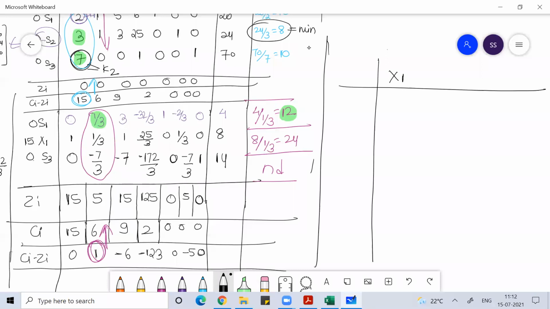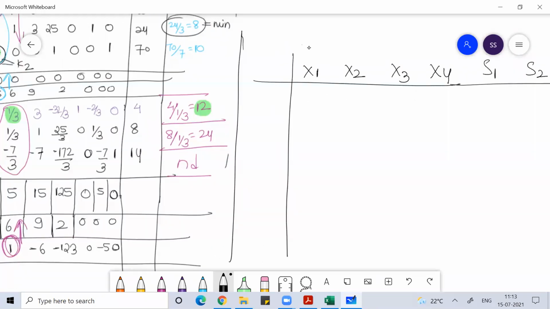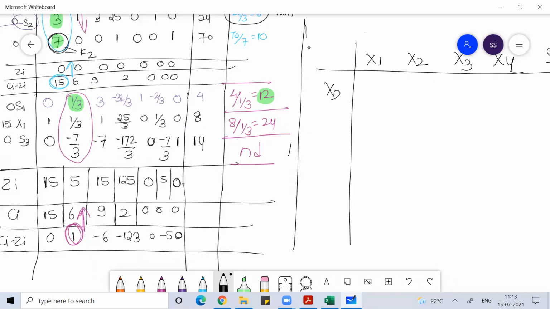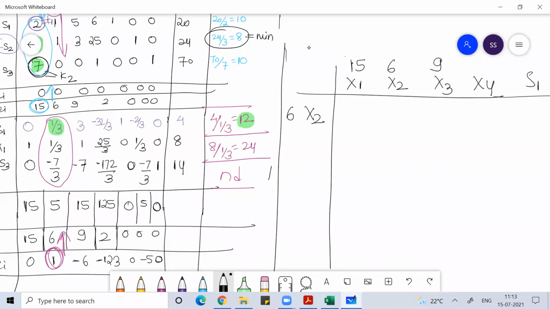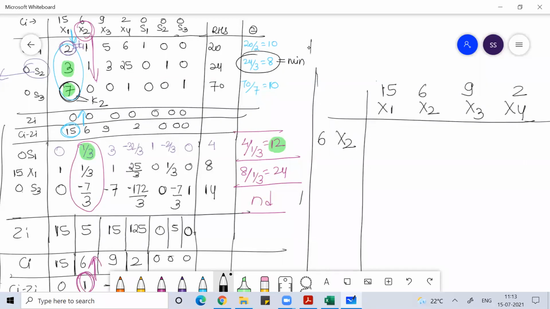I'm writing it here: x1, x2, x3, x4, then s1, s2, s3. So the coefficients: x2 has coefficient 6, this was 15, this was 9, this was 2. Now x2 is replacing s1. Then you have x1 with coefficient 15, then s3 with coefficient 0. The pivot element is 1 by 3, so divide all the elements by 1 by 3.